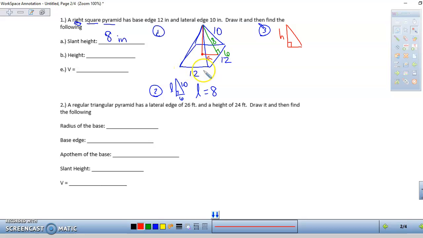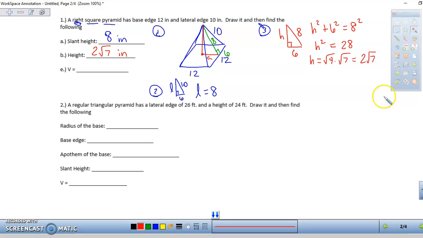So the apothem of a square is just, again, equal to half the base edge. And then we know that the hypotenuse here is 8. This one is not a triple, so you're going to have to actually calculate it. So h squared is 64 minus 36, so that's going to be 28. And so that is equal to square root of 4 times square root of 7, so 2 root 7. So here I get 2 root 7 inches.